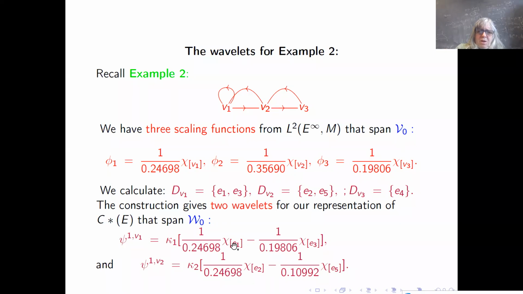Please notice that the measure of this E1 cylinder set is this value here. The measure of this E3 cylinder set is this value here. And that's sort of why they're orthogonal to the phi1 here in this case. And ditto for this, why this one is orthogonal to this one.